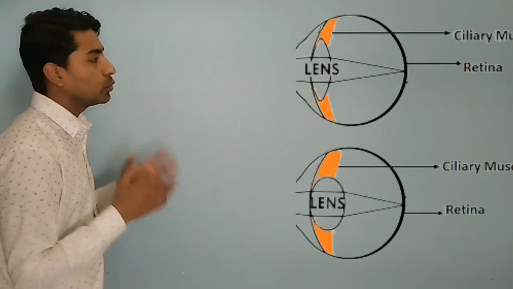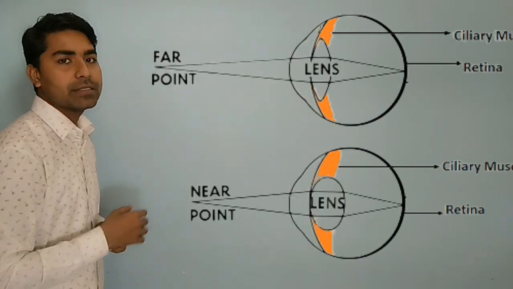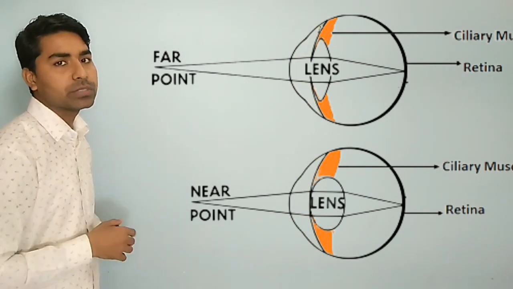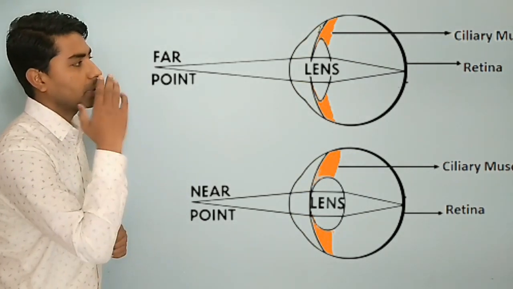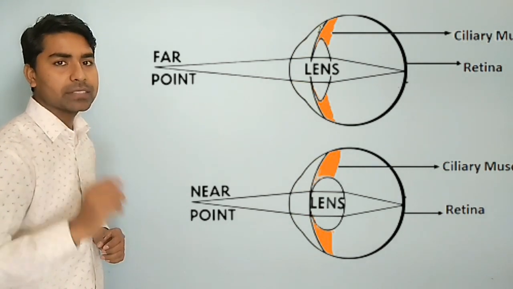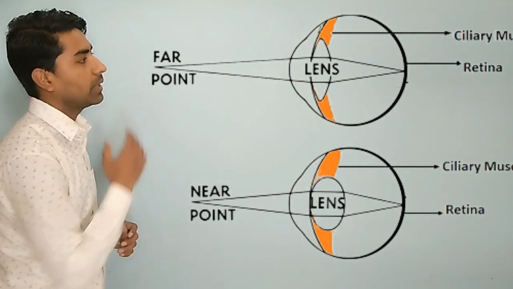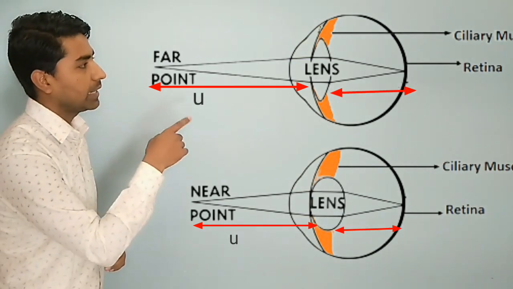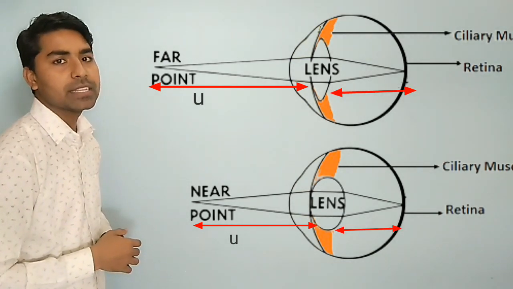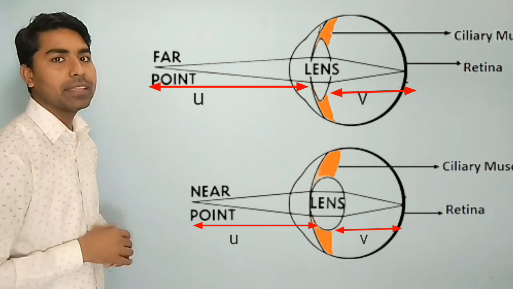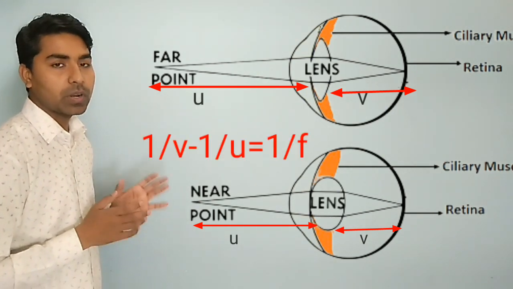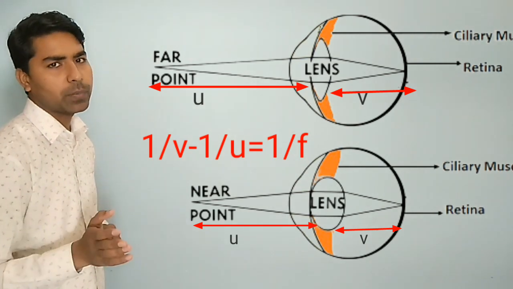For that, see this diagram. In these two diagrams, the first one can see the farther point and the second diagram can see the closer point, but the image is forming at the same position. Suppose from the lens to the object the distance is u, and from the lens to the image point the distance is v, and we have the Gaussian form of lens equation, that is 1 upon v minus 1 upon u is equal to 1 upon f.